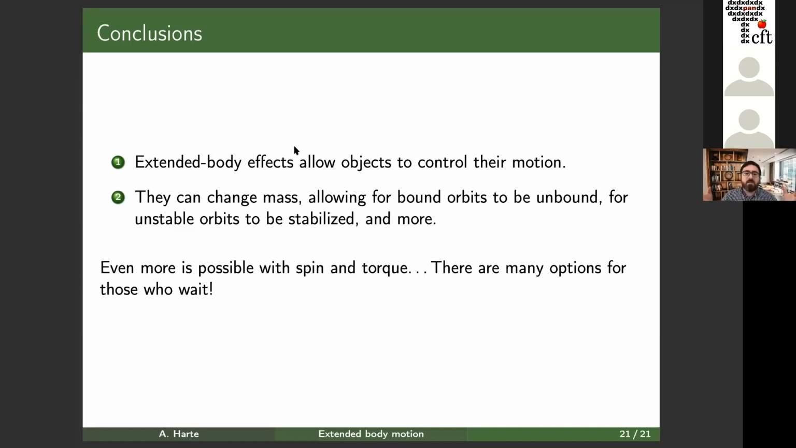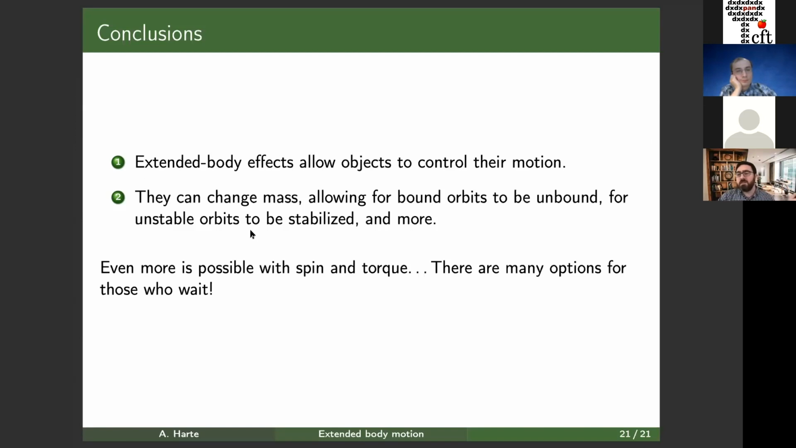But the basic idea is that, even though you have this idea of an equivalence principle, it's not exact. And these extended body effects can allow bodies to control their motion without rockets, just by internally rearranging themselves. And you can have quite dramatic effects. You can have large mass changes. And from that, bound orbits can be made unbound. You can stabilize unstable orbits. You can do other things as well.